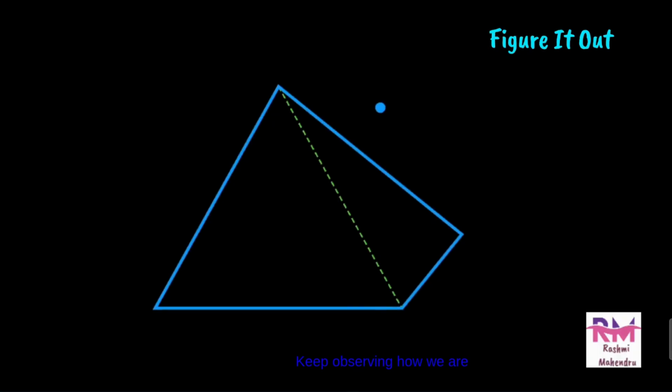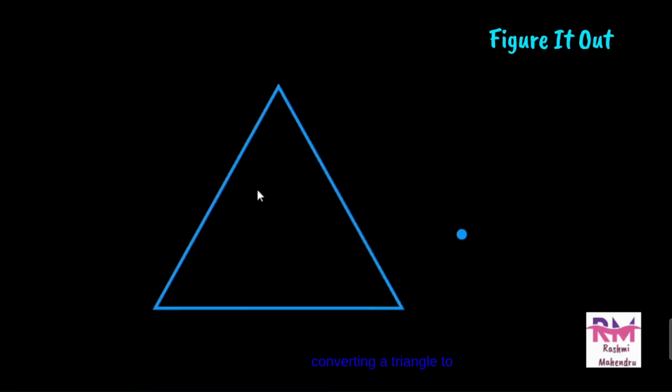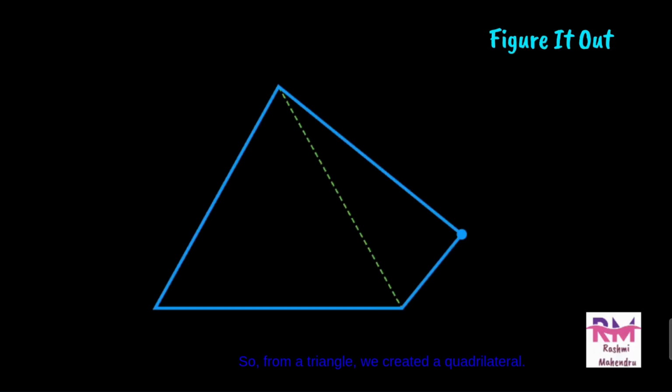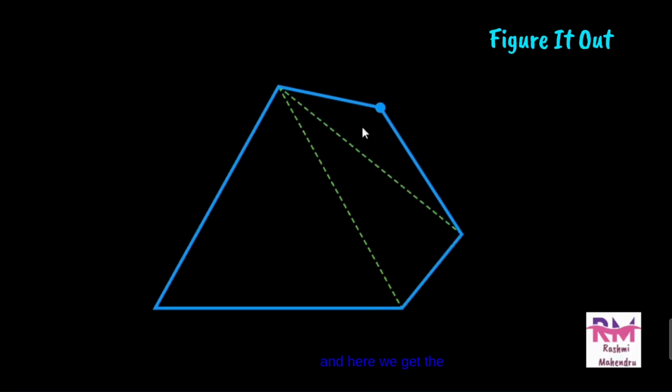Keep counting, keep observing how we are converting a triangle to a quadrilateral by joining the vertices to a point outside it. So from a triangle we created a quadrilateral. We again take a point outside the quadrilateral, join the two vertices, and here we get the next polygon in order, that is the pentagon. All sides are not equal, so of course it is an irregular polygon.